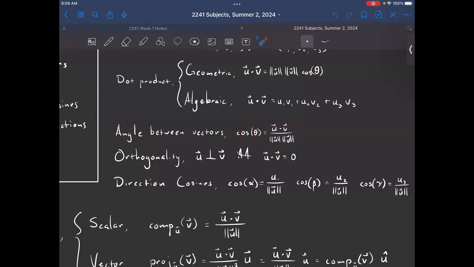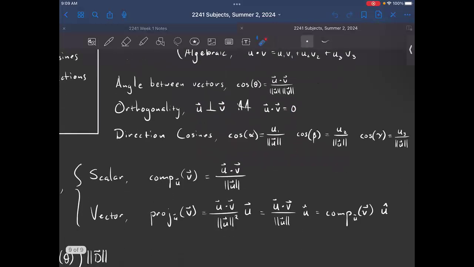All right, orthogonality. So we have u is orthogonal, that's what this symbol means, to v, if and only if u dot v is equal to 0. So it is possible for two non-zero vectors to multiply to 0. And if that happens, they're called orthogonal. Orthogonality is kind of like perpendicularity. And again, we'll see that when we get to the next page.